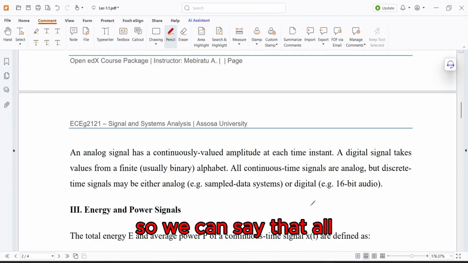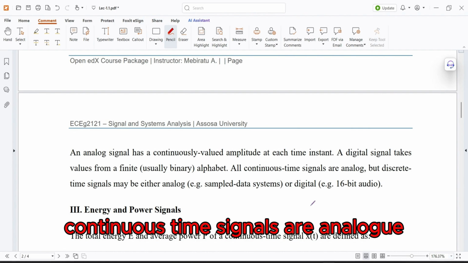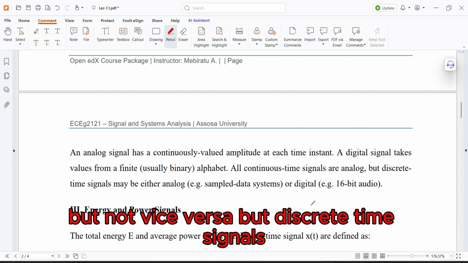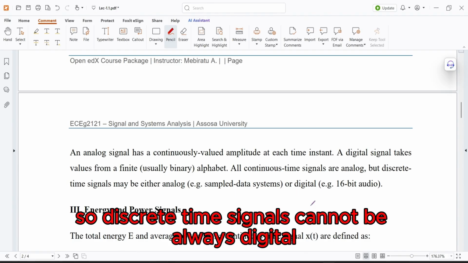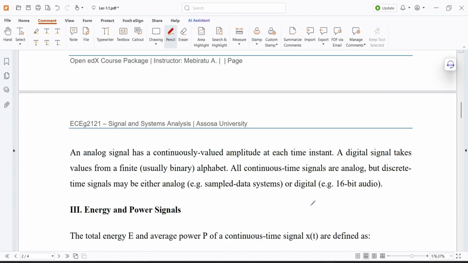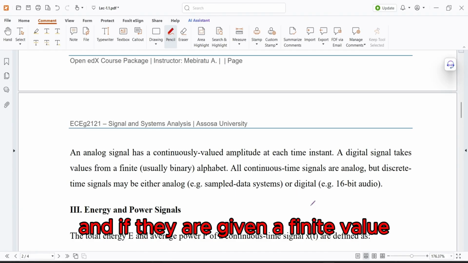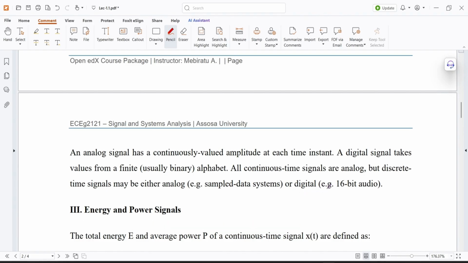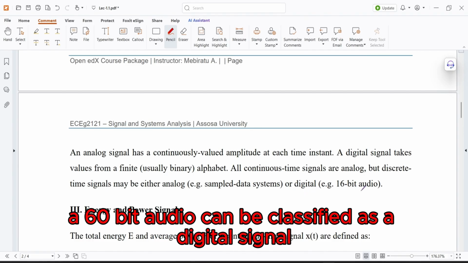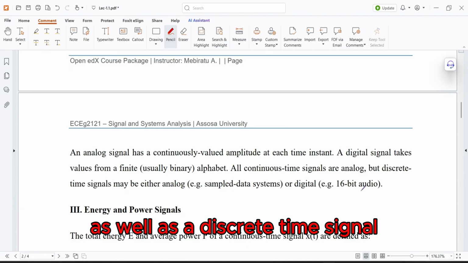So we can say that all continuous time signals are analog, but not vice versa. But discrete time signals may be either analog or digital. So discrete time signals cannot always be digital. Sometimes they are analog, and if they are given a finite value, they are categorized as digital signals. For example, a 16-bit audio can be classified as a digital signal as well as a discrete time signal.